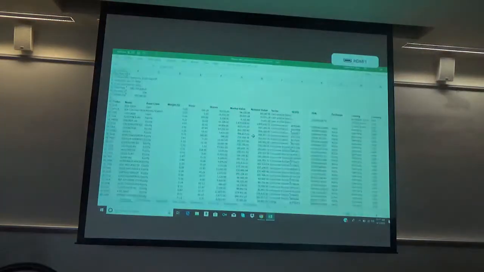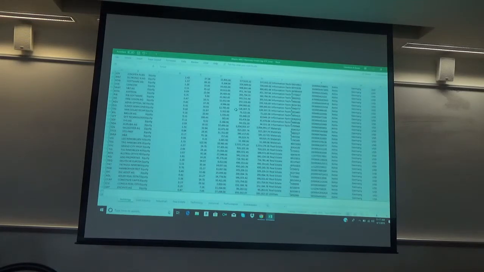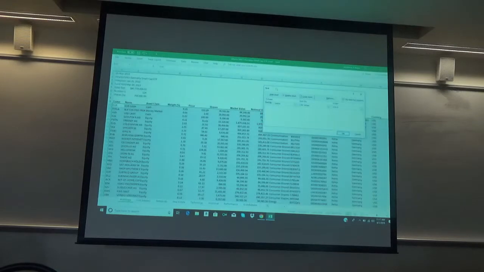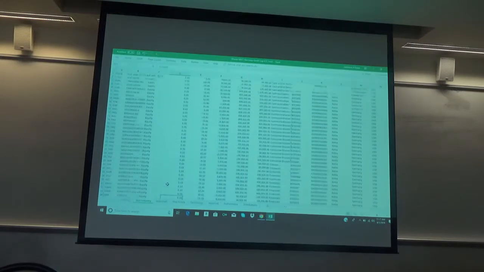Okay, so what I did was I basically took this, went up to data, went over to sort, picked the sector, hit OK, and then bam, it resorted the spreadsheet for me. And I basically got it sorted. Oops, that doesn't look sorted. That is sorted. So as you can see, it's sorted on industry.